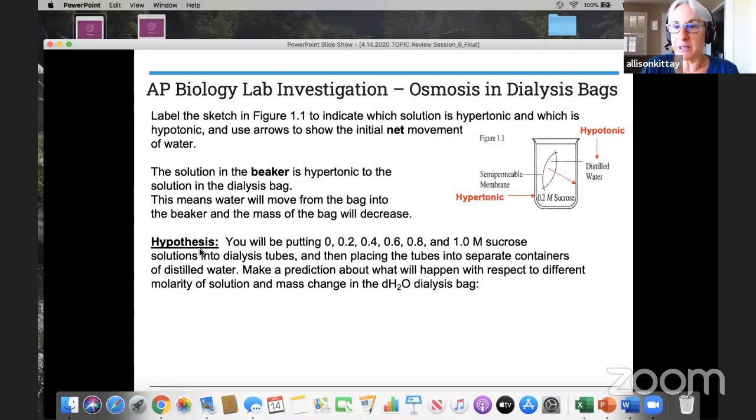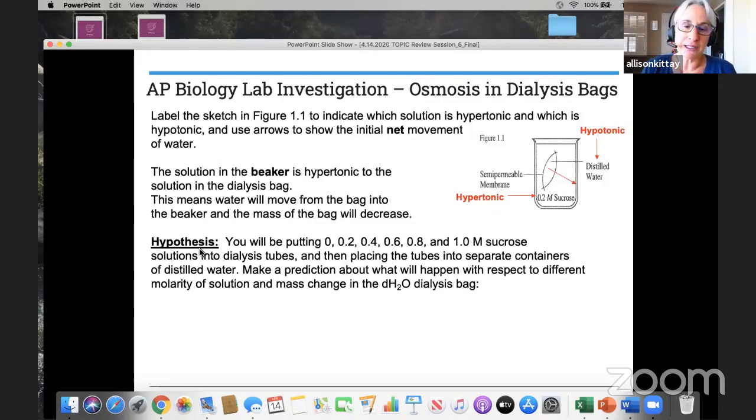And then you're going to mass them and record their initial mass. Then you're going to place each of the tubes into separate containers of distilled water. You're going to let them sit for 30 minutes, and then you're going to take them out and reweigh them. And you're going to calculate the percent change in mass.